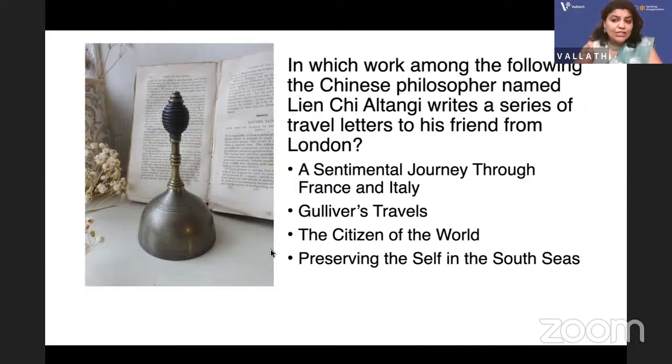In which work among the following does the Chinese philosopher named Lien Chi Altangi write a series of travel letters to his friend from London? Ankita, can you read the options and tell us the answer? A Sentimental Journey Through France and Italy, Gulliver's Travels, The Citizen of the World, or Preserving the Self in the South Seas?